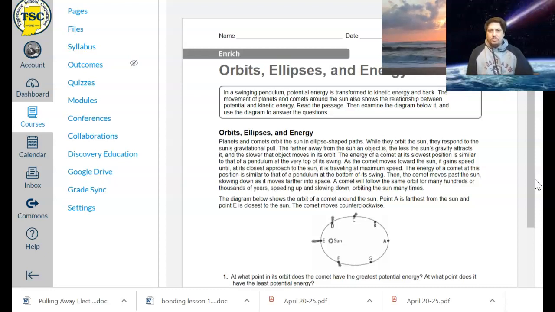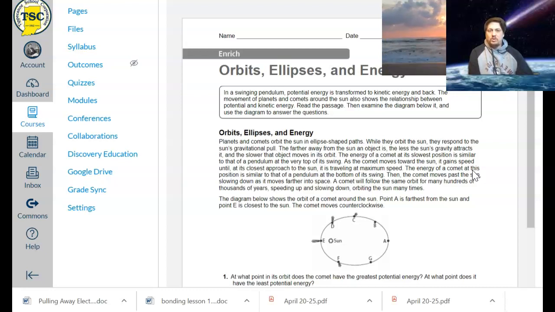Planets and comets orbit the sun in ellipse-shaped paths. While they orbit the sun, they respond to the sun's gravitational pull. The farther away from the sun an object is, the less the gravity attracts it, and the slower the object moves. The energy of the comet at its slowest position is similar to that of a pendulum at the very top of the swing.